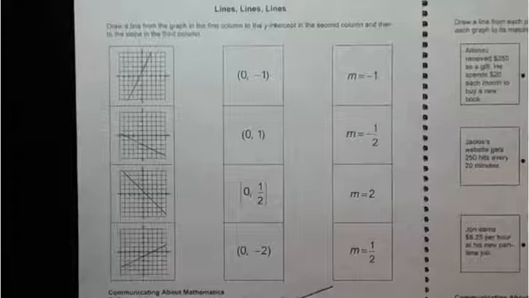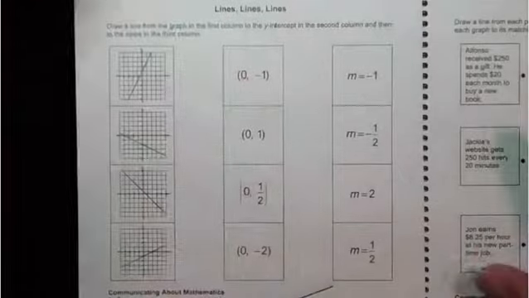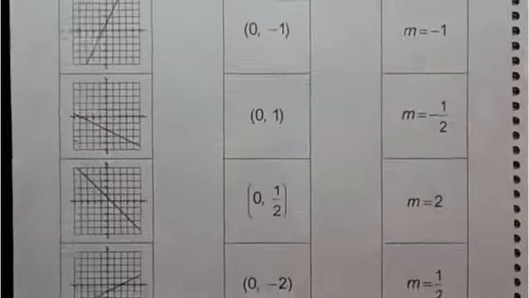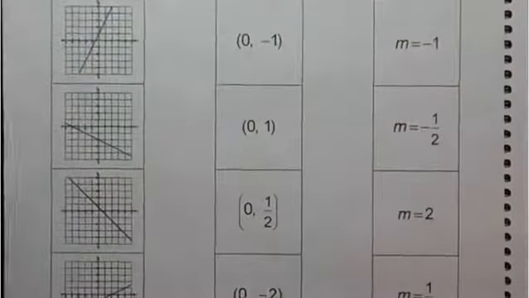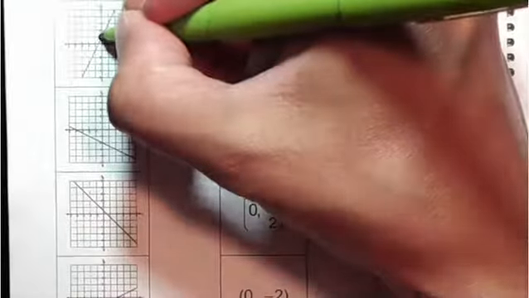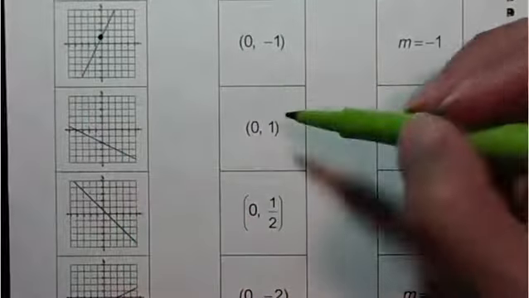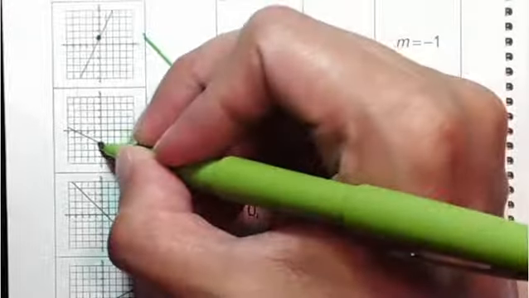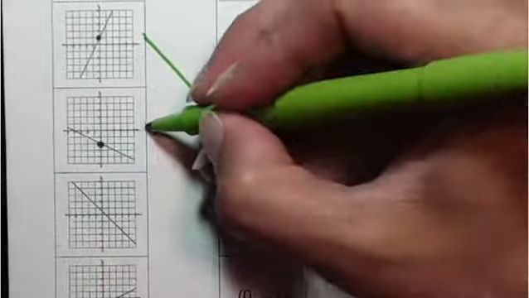Alright, for the left side, lines, lines, lines, I want to draw a line from the graph to the y-intercept to the slope. So the first thing I always look for at a graph is definitely the y-intercept. So looking at this first graph, it looks like the y-intercept here is positive 1, which in that case would be the second one, 0, 1, would go there. This second graph, the y-intercept's negative 2, which is the last y-intercept, the fourth one.